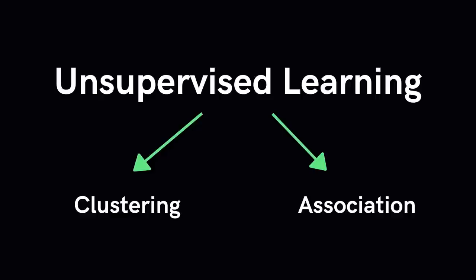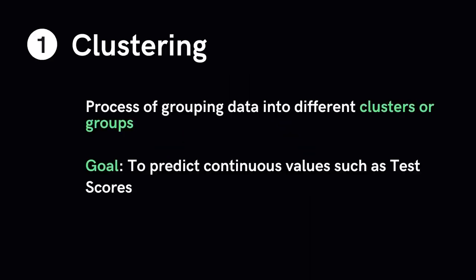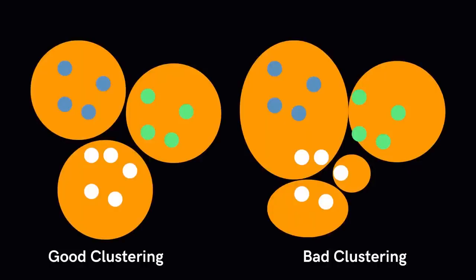Unsupervised learning can be of 2 types, clustering and association. Clustering is the simplest and among the most common applications of unsupervised learning. It is the process of grouping the given data into different clusters or groups. Clusters will contain data points that are as similar as possible to each other and as dissimilar as possible to data points in other clusters. Clustering helps find underlying patterns within the data that may not be noticeable to a human observer.